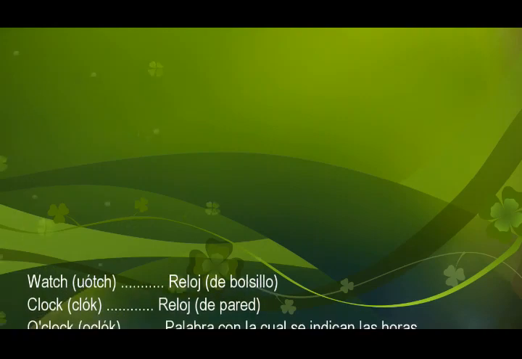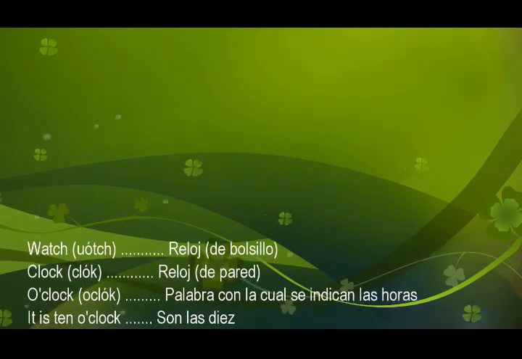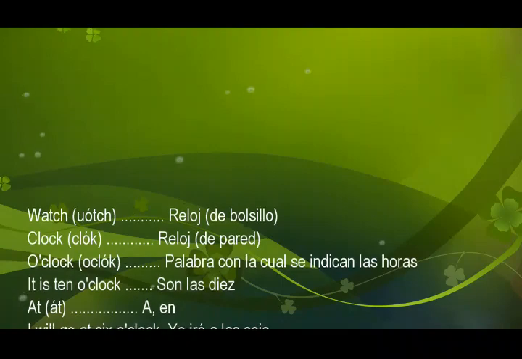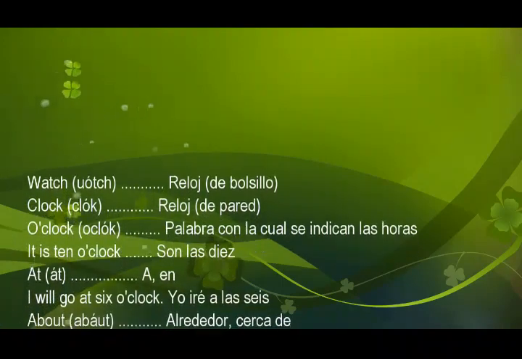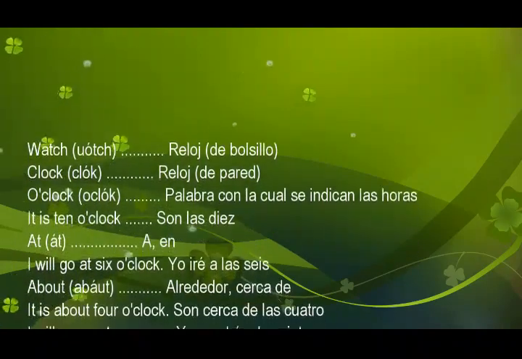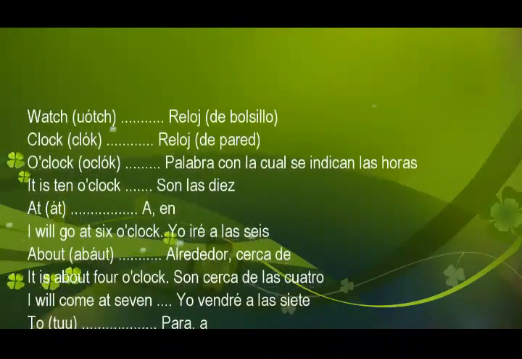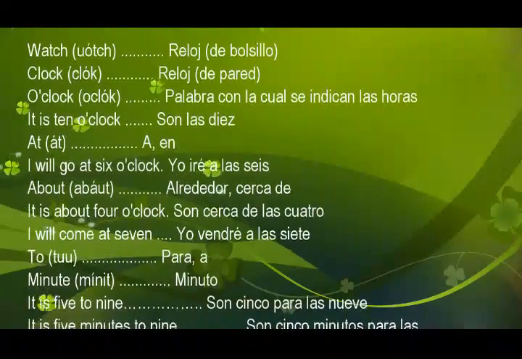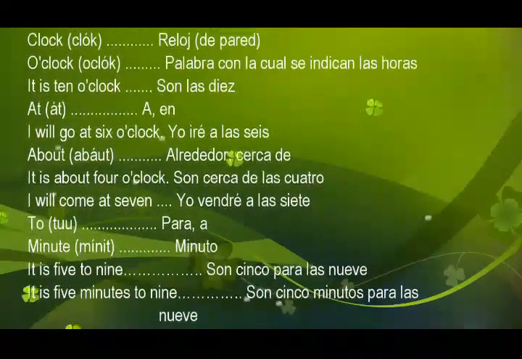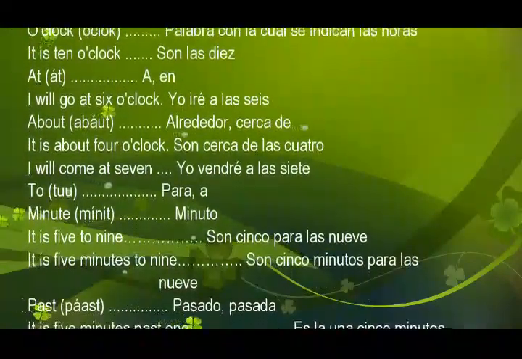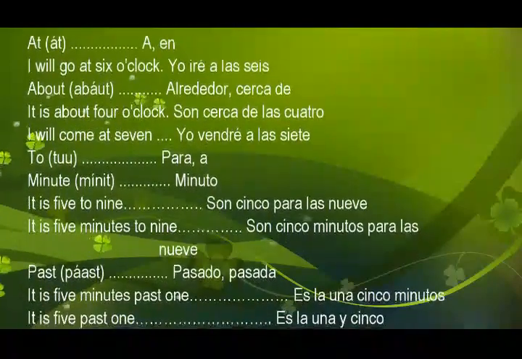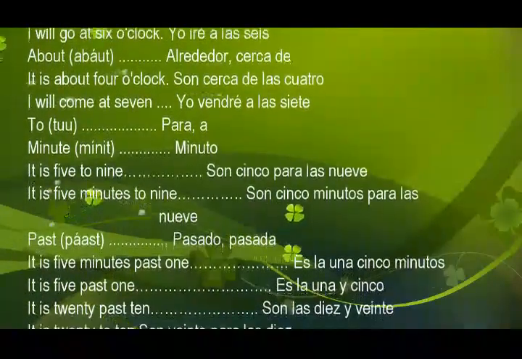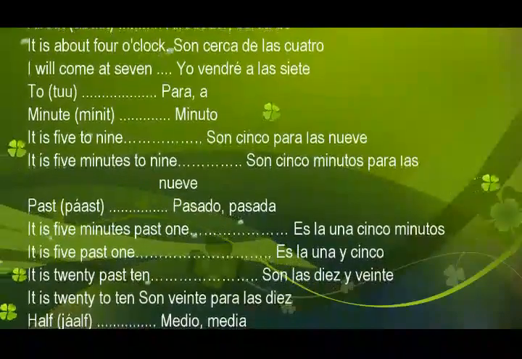Estudie las frases siguientes. Watch. Clock. O'clock. It is 10 o'clock. At. I will go at 6 o'clock. About. It is about 4 o'clock. I will come at 7. Minute. It is 5 to 9. It is 5 minutes to 9. Past. It is 5 minutes past 1.